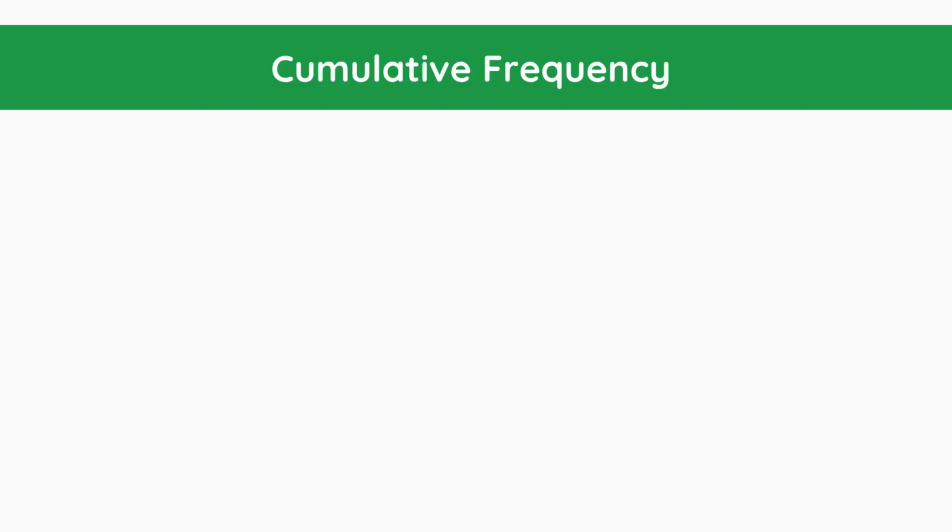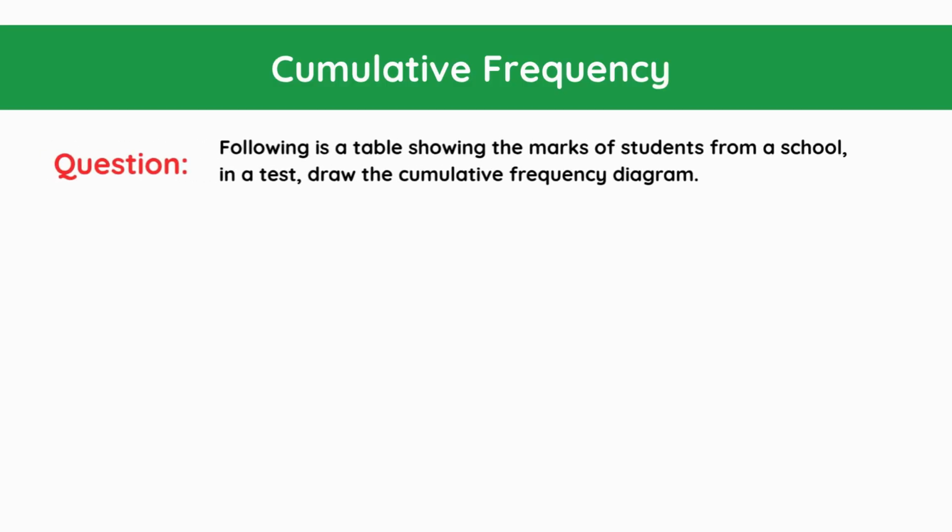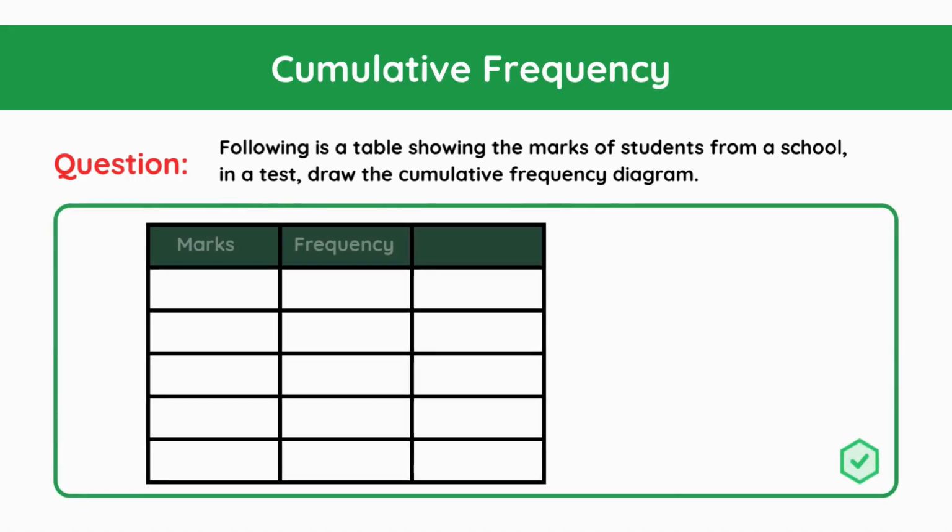Now, let's get started. A school records the marks that students got in a test, grouped into bands of 20. For marks from 0 up to 20, the frequency was 6. For marks more than 20 up to 40, the frequency was 22. For more than 40 up to 60, the frequency was 36. For more than 60 up to 80, the frequency was 45. And for more than 80 up to 100, the frequency was 11.